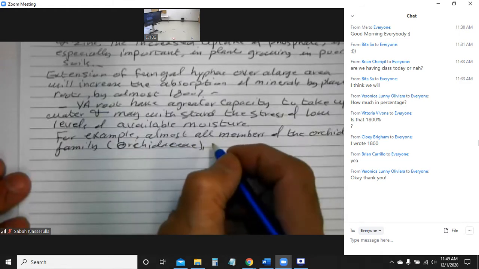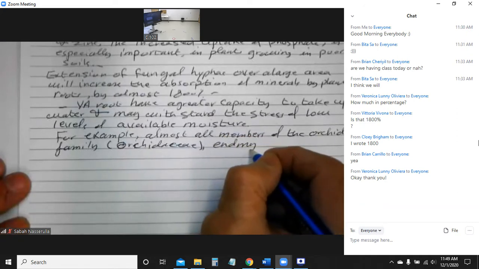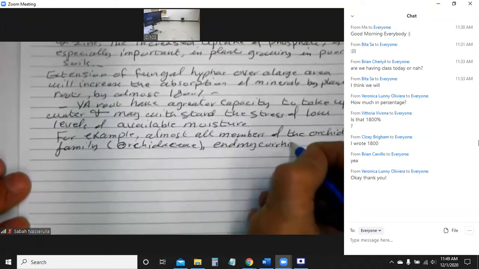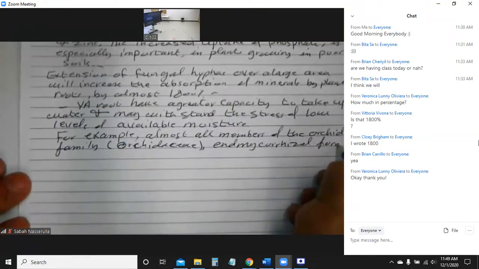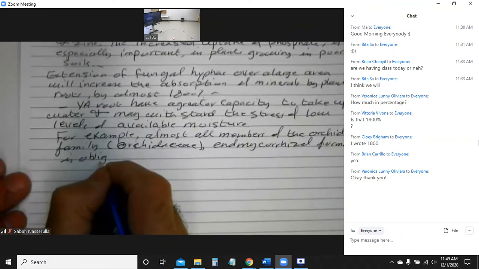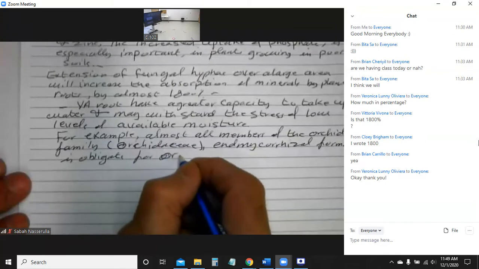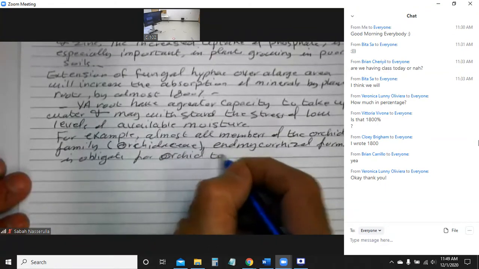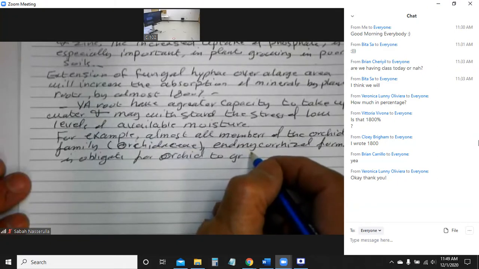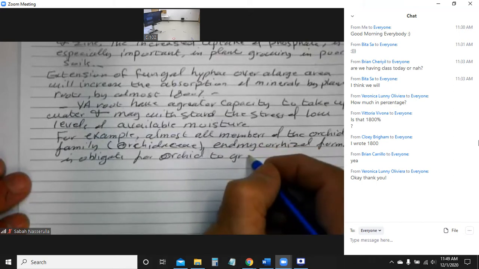Now, endomycorrhizal formation in this case is obligate for orchids to grow. Otherwise, as I mentioned, one has to supply quite a bit of nutrient. That's why they need it for orchids to grow.